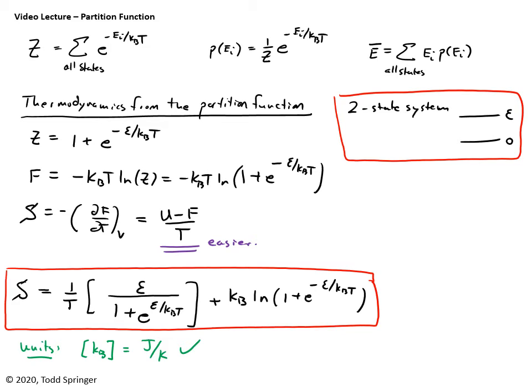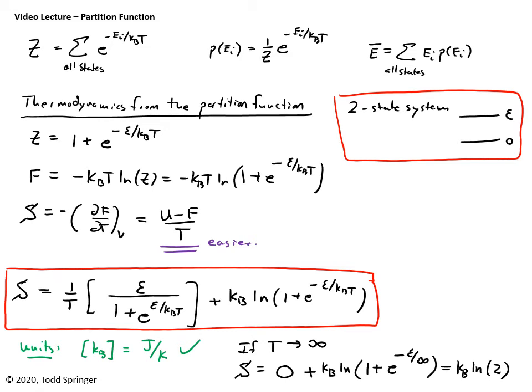Now, something interesting to look at is what happens when T goes to infinity. That's the example we've been focusing on a lot. If T goes to infinity, this first term goes to 0, because I've got a 1 over T showing up there. So if T goes to infinity, that whole term goes to 0, plus kB natural log of 1 plus e to the minus epsilon over infinity, which is e to the 0. So S is kB natural log of 2.